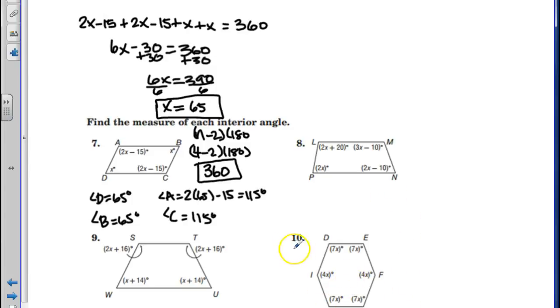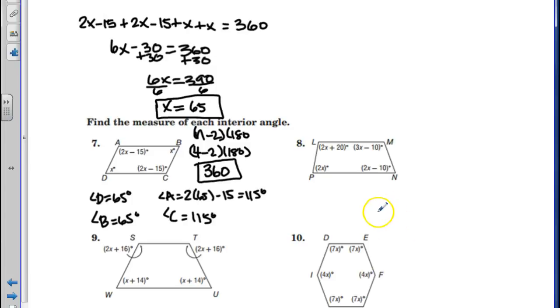The bottom, number 10, let's try this one. These, we would do the exact same thing, set it equal to 360 because both of these have 4 sides. They're both quadrilaterals, or both trapezoids actually. Number 10 has 6 sides. This vertex is H and that one is G.